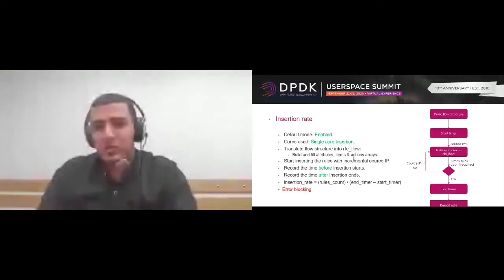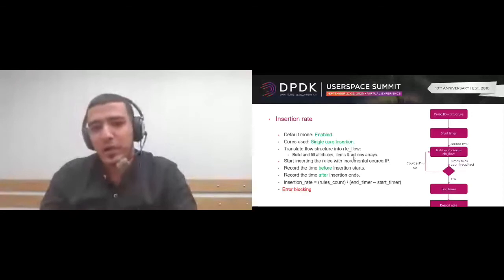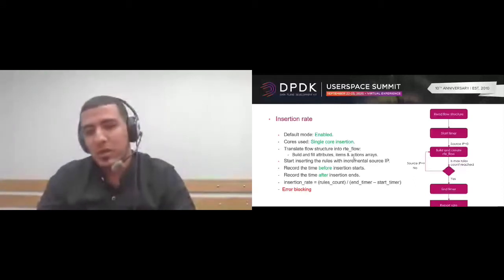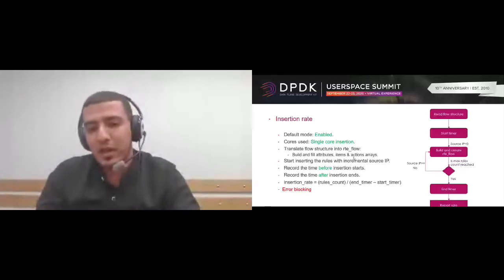If you look into the chart on the right, you see the scenario of the flow of this feature. First of all, the application will start by reading the flow structure, for example, Ethernet, IPv4, UDP, and the action of that. It will start a timer, start building and creating an RTE flow with the source IP 0, and check each time if we reach the max rules, which is by default 4 million and can be altered by an option. If yes, we record the end timer. Otherwise, we do ++ for the source IP and create another RTE flow.